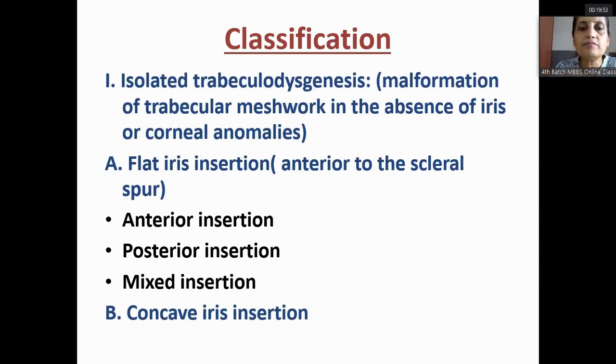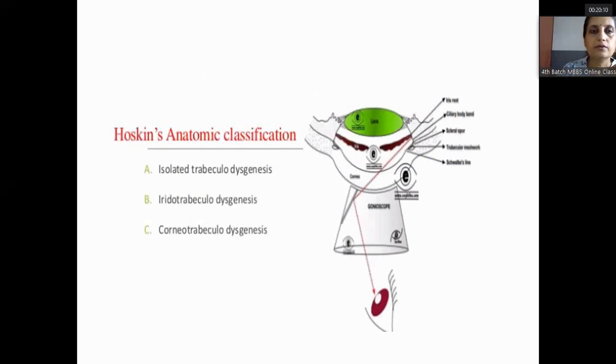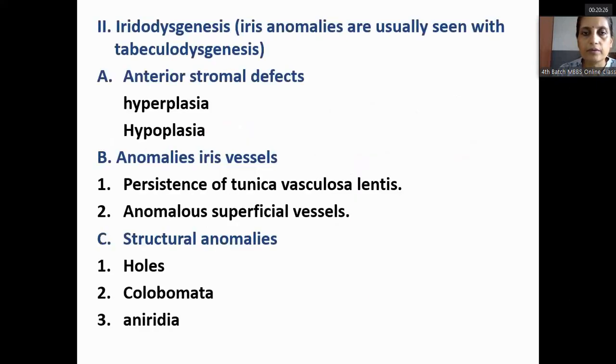It can be a flat iris insertion anterior to the scleral spur, anterior insertion, posterior insertion, mixed insertion, or concave insertion. The iris can be flat or concave in insertion. This is called Hoskins' anatomical classification, which is described as isolated trabecular problem, iris and trabecular problem, and corneal and trabecular problem.